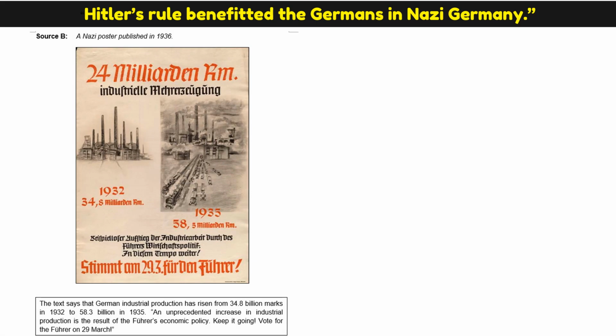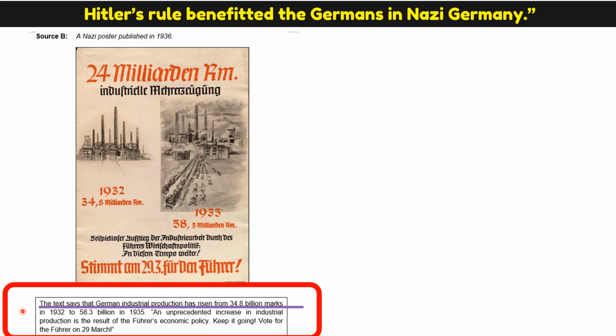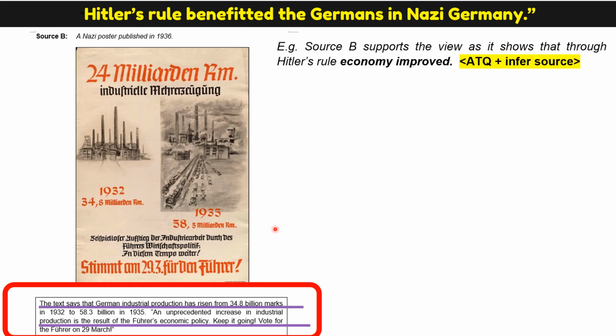All right, so the next source is source B. Again, the question that we're looking at is: Hitler's rule benefited the Germans in Nazi Germany? And if you look, this is definitely a Nazi poster. Focus on the text below. It tells you about industrial production, which has risen, and definitely it is the result of the Führer, which is Hitler's economic policy. And you can see it does show a positive aspect. So how would you write it?